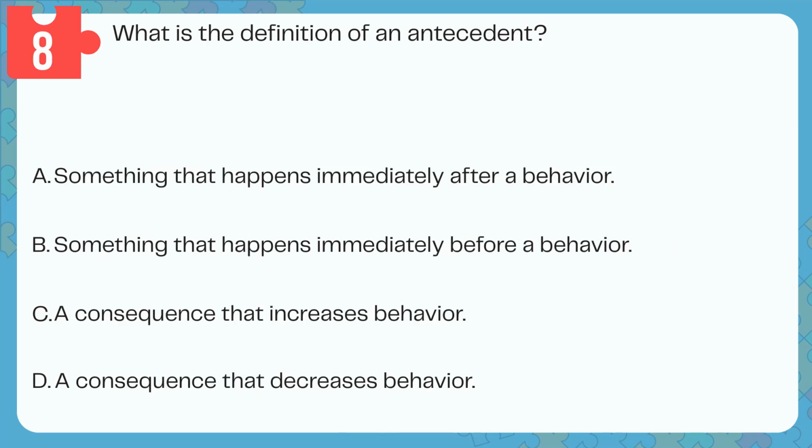Question 8. What is the definition of an antecedent? A. Something that happens immediately after a behavior. B. Something that happens immediately before a behavior. C. A consequence that increases behavior. D. A consequence that decreases behavior.